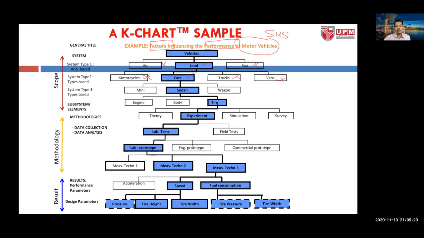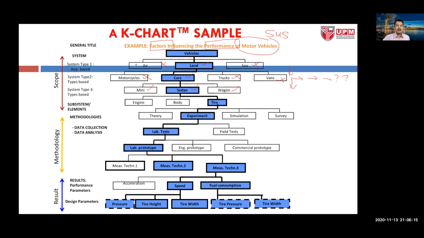Of course, when you jump from one layer to the next, you are assuming there are no more horizontal ideas anymore. You jump to the following layers. For example, cars can be considered as mini car, sedan, wagon, maybe convertible, and so on. So let's say you only find three types of cars. Obviously there are more, but you assume there are only three in your literature review.